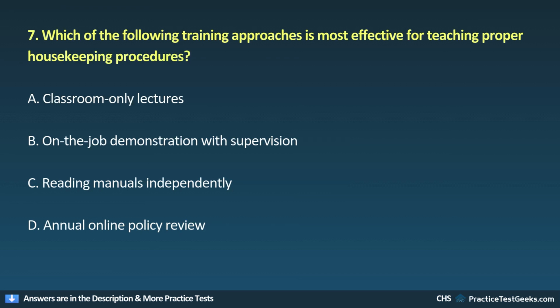7. Which of the following training approaches is most effective for teaching proper housekeeping procedures? A. Classroom-only lectures. B. On-the-job demonstration with supervision. C. Reading manuals independently. D. Annual online policy review.